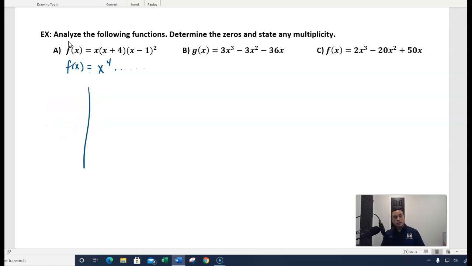All right, this x is by itself, so if you solve for 0, x equals 0. If you solve for x here, x plus 4 equals 0, so x equals negative 4, right? The opposite. So somewhere over here at negative 4, it crosses there. And here, if you solve for x in there, it's x equals 1. But see that exponent of 2? That basically means that you have x minus 1 and another x minus 1, which means you get x equals 1 two times.